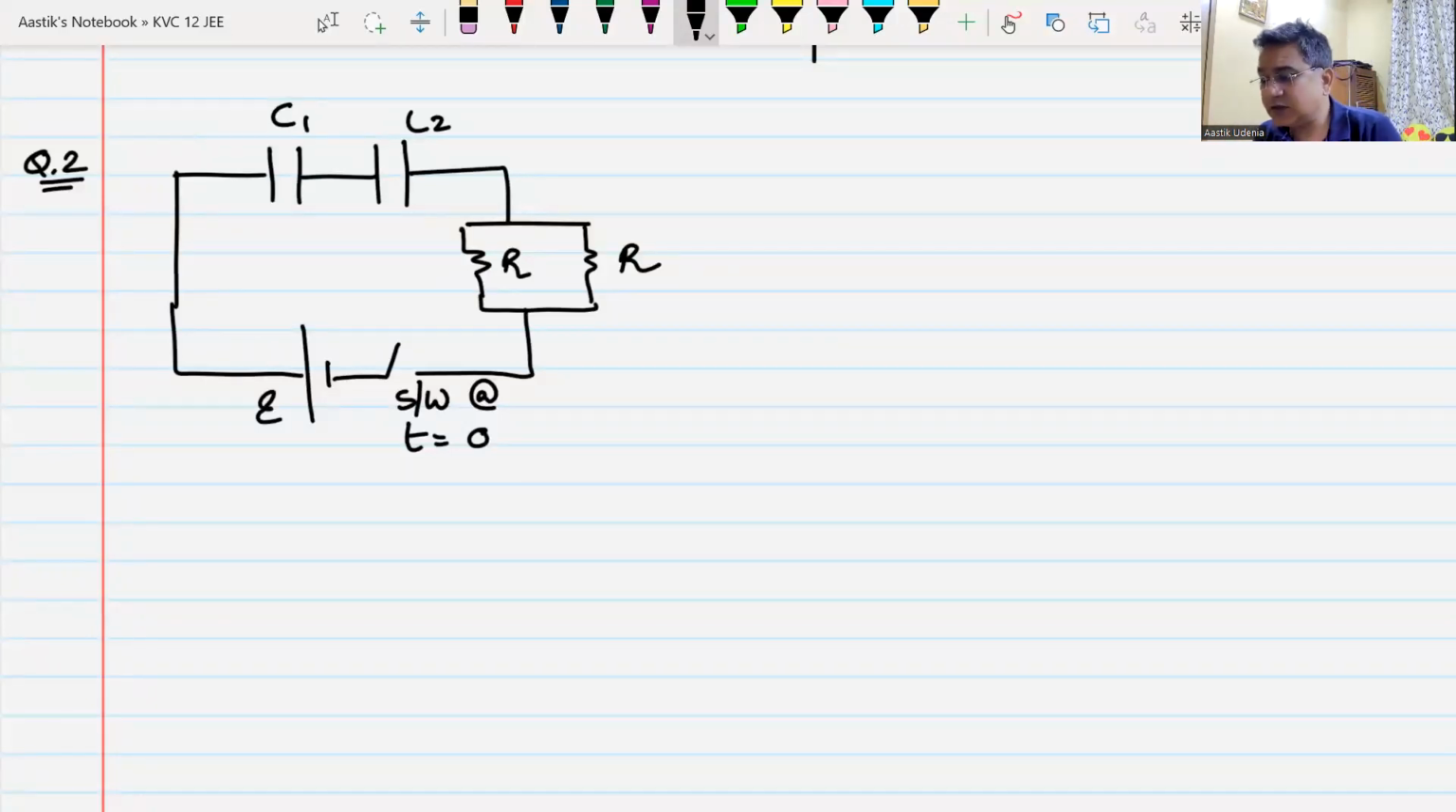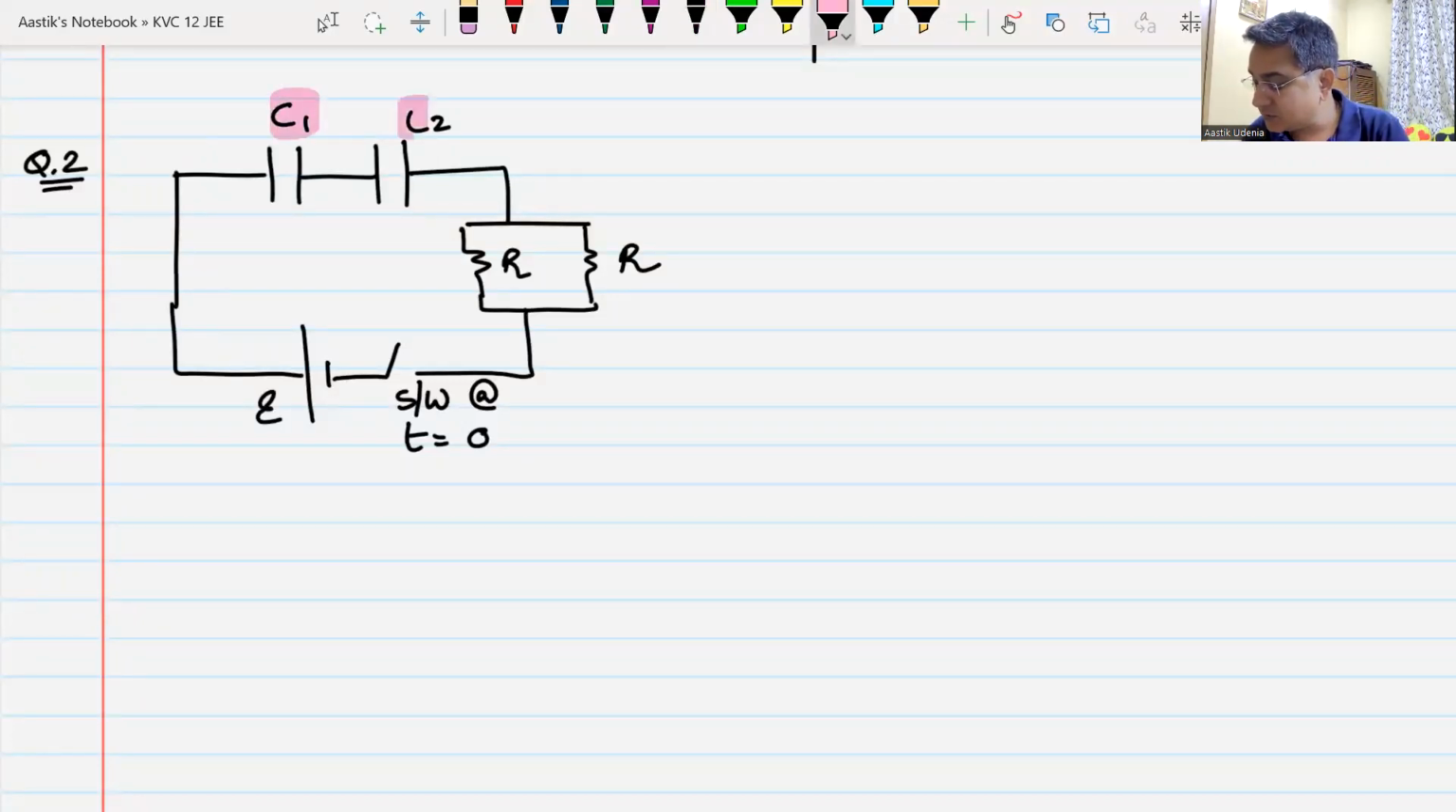Then comes this question. The switch is closed at time t is equal to 0. I'm not going to ask you everything, because once you get the value of one thing, you should be able to get the value of the other things. I'm only asking you the most obvious question: charge on the capacitors as a function of time in this circuit. And I'll give you 2 minutes. Okay then, I'll give you the answer.